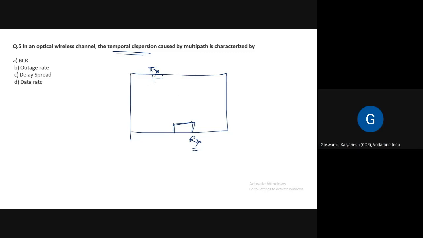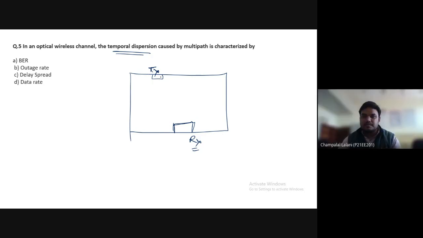This is signal delay, as the signal follows two different paths, so it can cause delay. Temporal dispersion is delay in the signal because the signal follows a multipath channel. This is a line of sight, and the signal may also come from the line of sight. This is non-line of sight, or the signal may come this way. So it's also a non-line of sight.